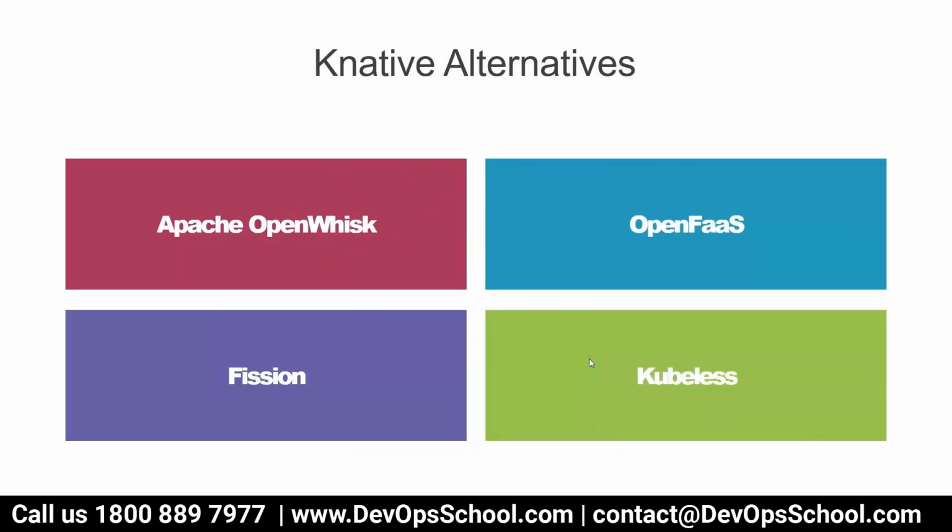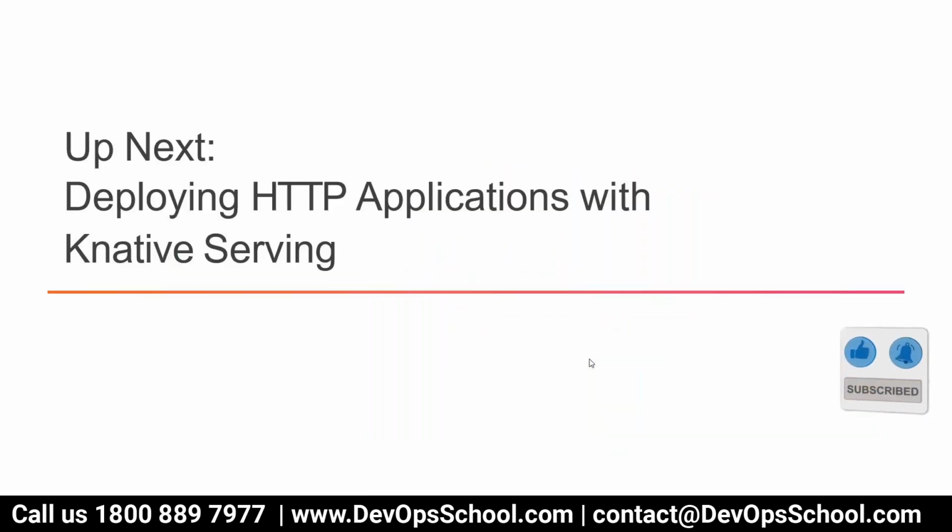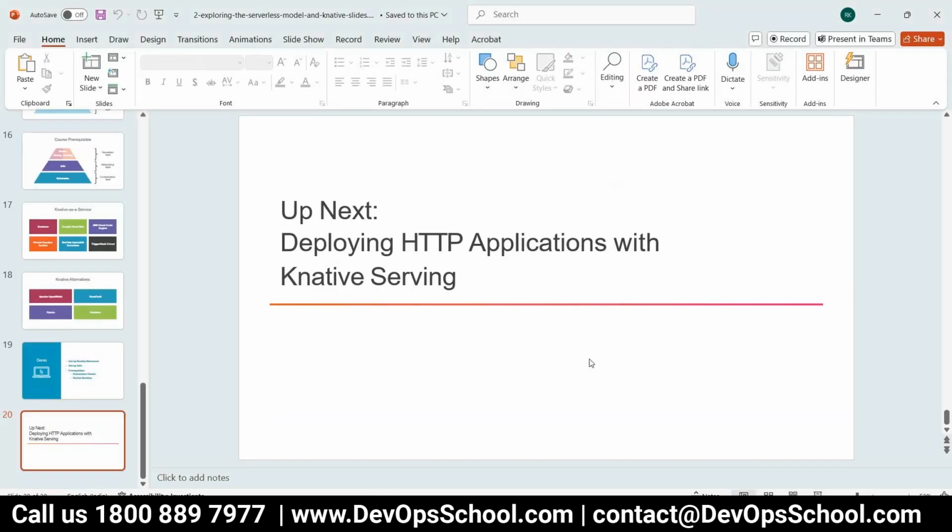Let's say you would like to explore alternatives for Knative to set up a serverless architecture for your application. In that case, the leading products are Apache OpenWhisk, OpenFaaS, Fission, and Kubeless. So these are the alternatives for Knative. Okay, so this is something which we have. Any questions so far?